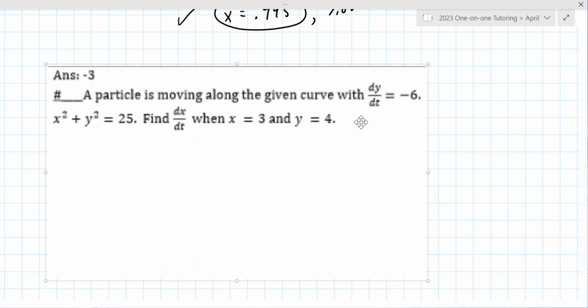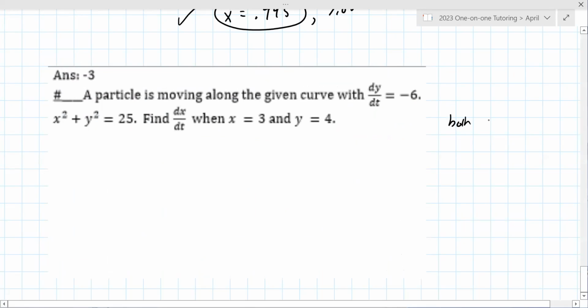All right. A particle is moving along the given curve with dy/dt equals -6, x squared plus y squared equals 25. Find dx/dt when x equals 3 and y equals 4. So whenever you see both an x and a y, you want to think implicit derivative. Do you want to try finding the derivative here of this? Okay. X squared.